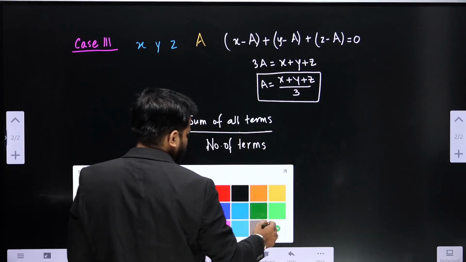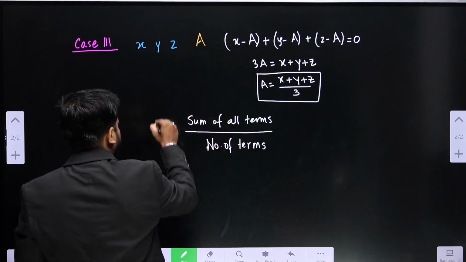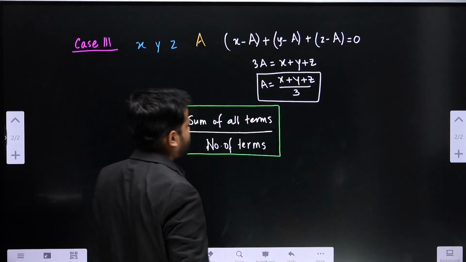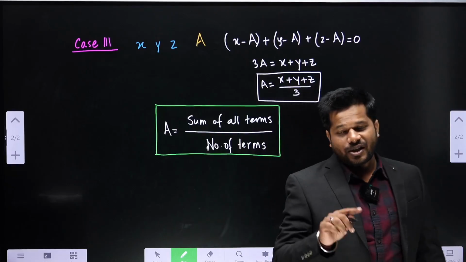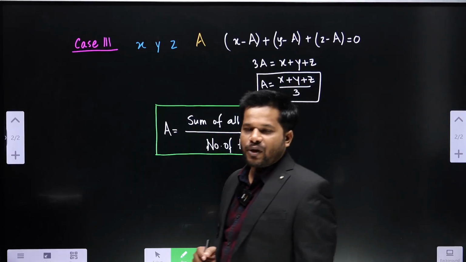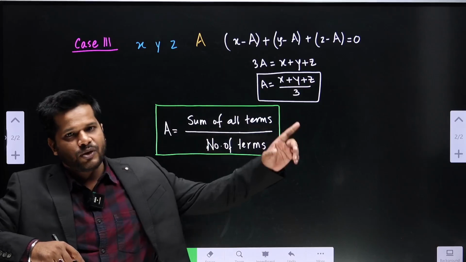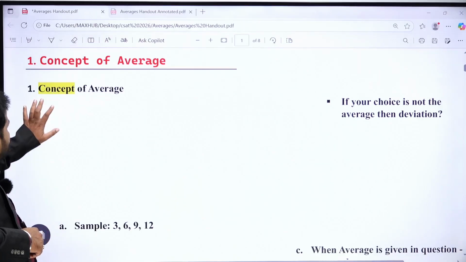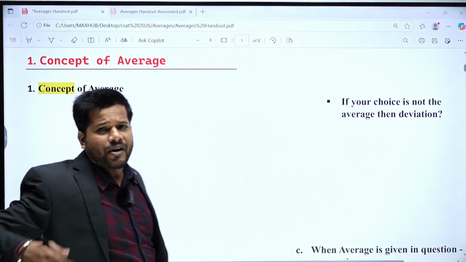Is it clear? So this is the formula which you have obtained in your school days and you call it the average. Actually it is a formula which has come from the sum of the deviation becoming 0 from all the terms to A. Is it clear? I hope you have understood this. Let us go back. So the concept of average is pretty clear. Let us revise that thing now.